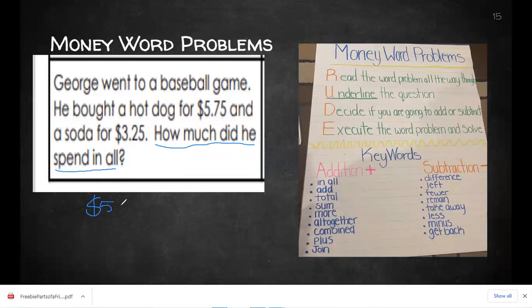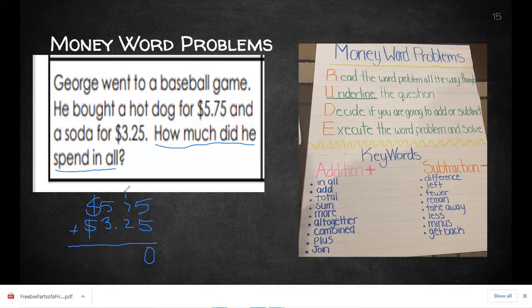$5.75 plus $3.25 in order to figure out how much he spent in all. All right, friends. So make sure our decimal points are lined up. And we're going to start all the way on the right. So what's 5 plus 5? 10. I need to make sure to regroup to the next column.